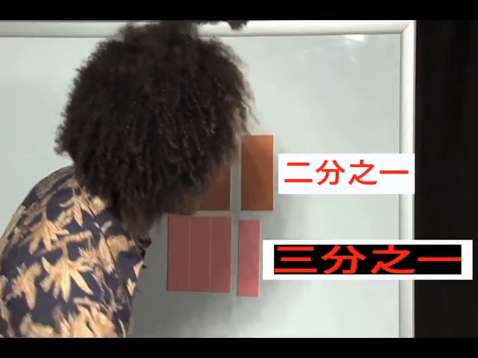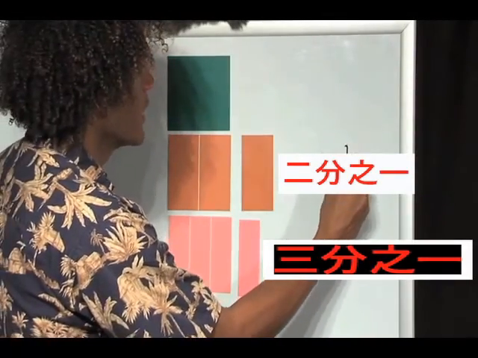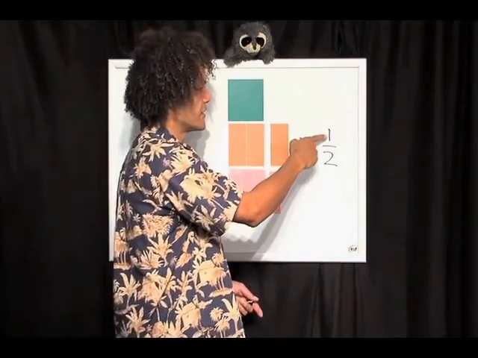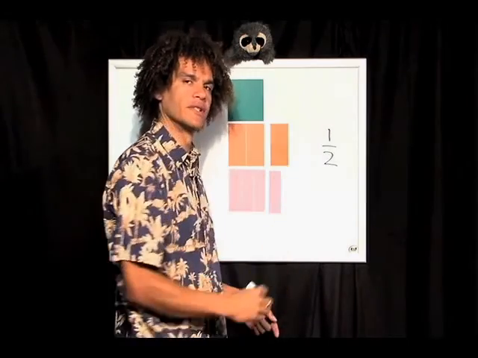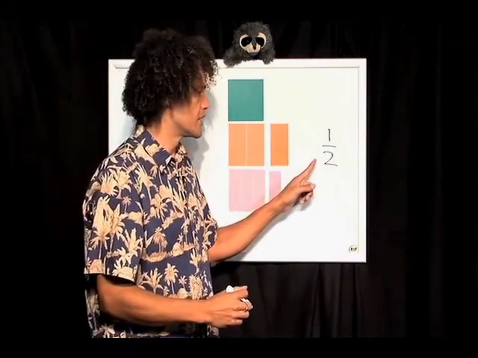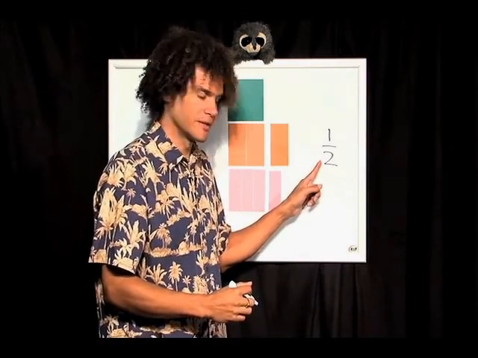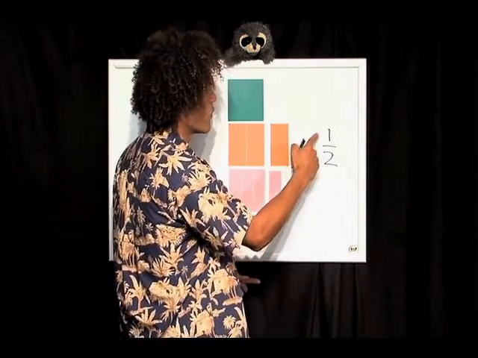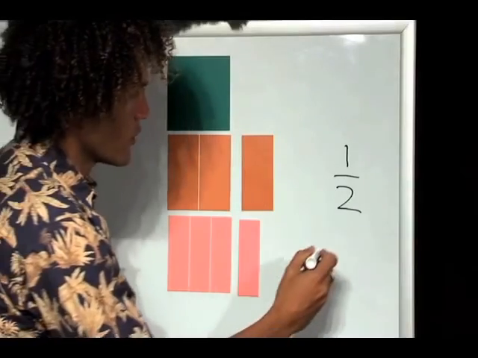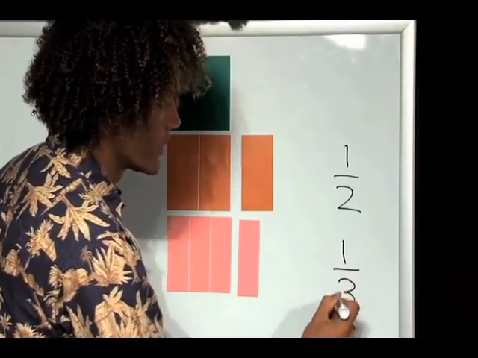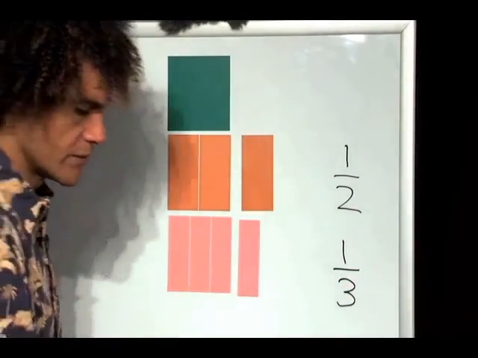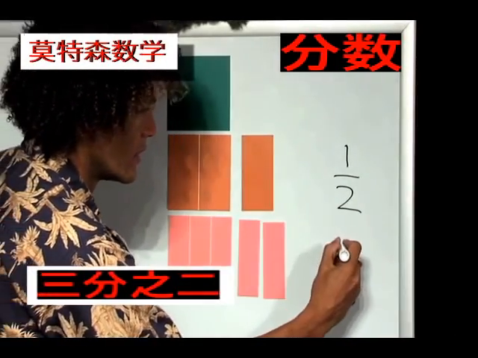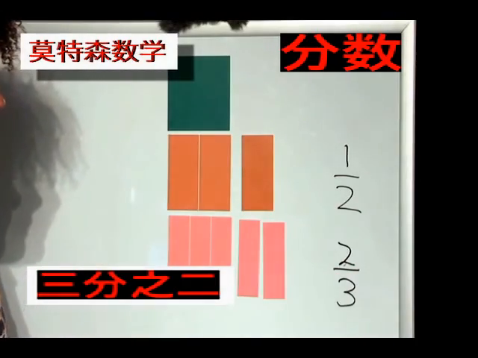How do I write this? Need some symbols. 1 of 2 parts. 1/2. This is the numerator. It tells me how numerous. This is the denominator. The denominator, the name of it, tells me what kind. So here I have 1 of the halves kind. Here I can show 1 of the thirds kind. And if I had 2 of them here, of course I could say I have, how numerous is it? Well, this time it's 2 of the thirds kind.